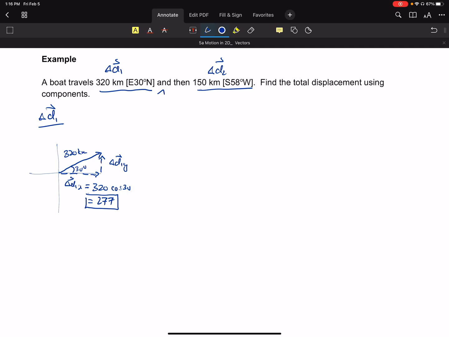Okay, let's say up and to the right is positive, so that's going to be positive 277. Delta d1y is 320 sine 30. That's going to be half, 160, and that's up, so that's positive. Okay, so I broke it into its components there.